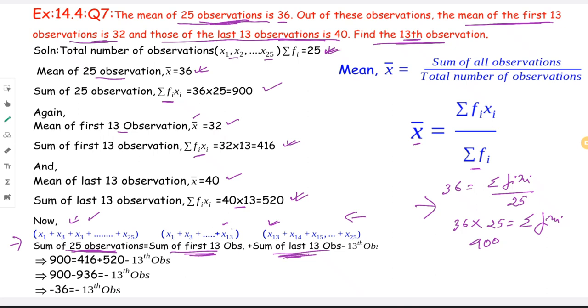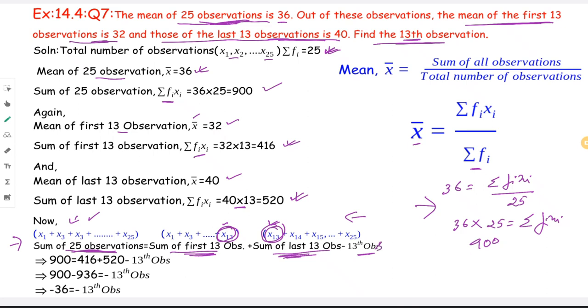So can you see that there are two 13th observations? But it cannot be, we just have to have only one. Because there are two, I have to subtract one. We can see here, minus the 13th observation.